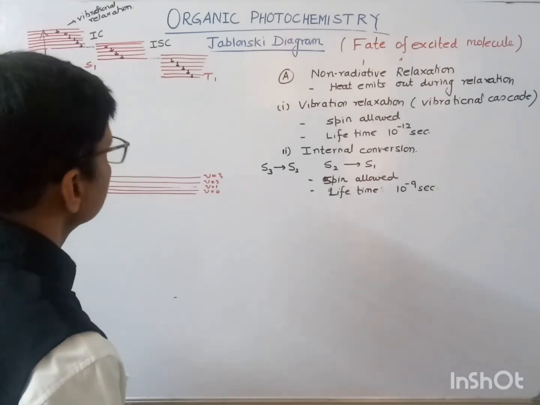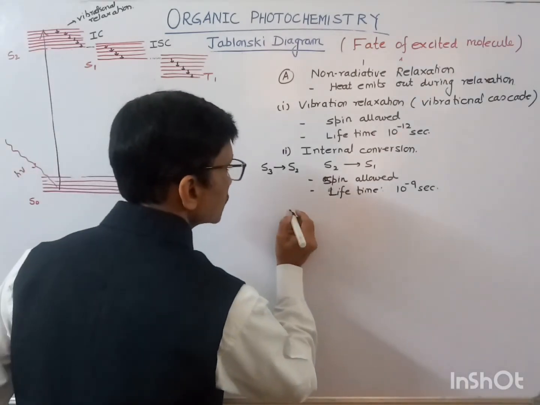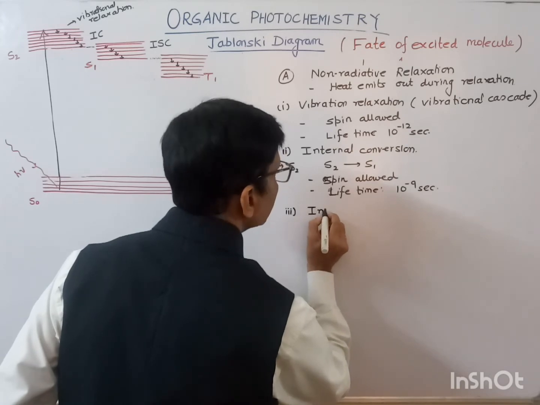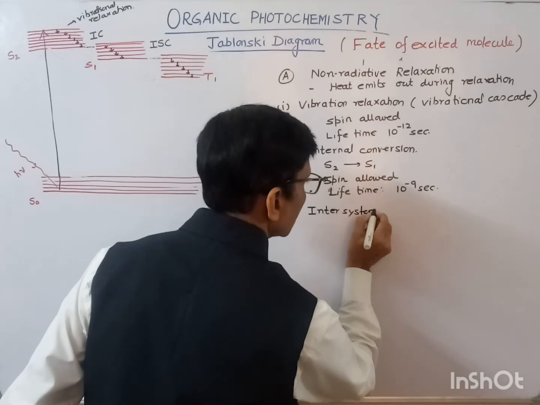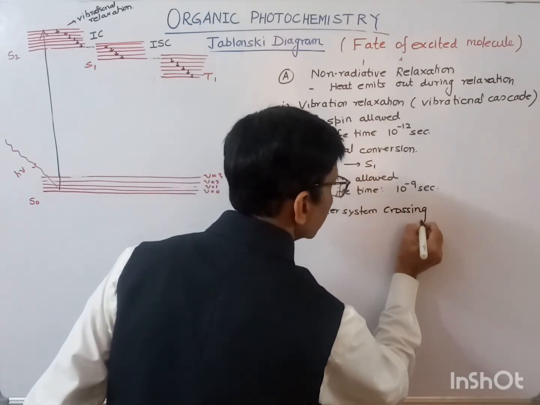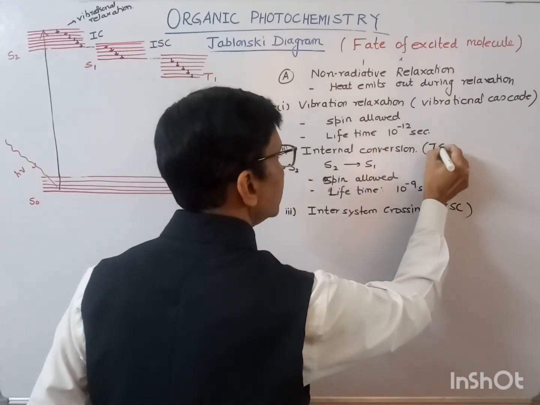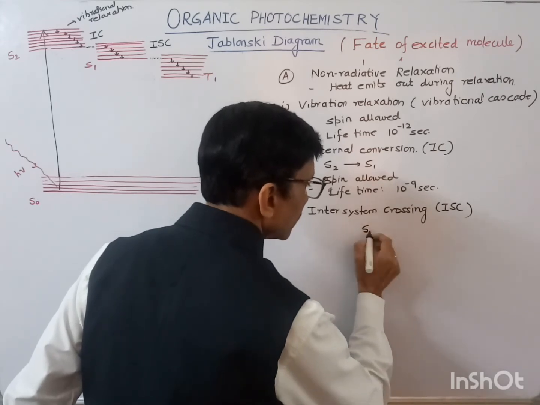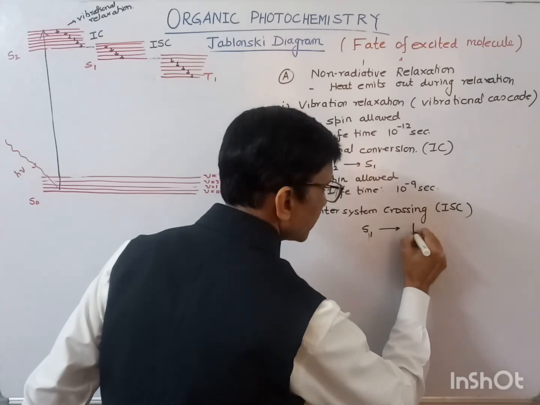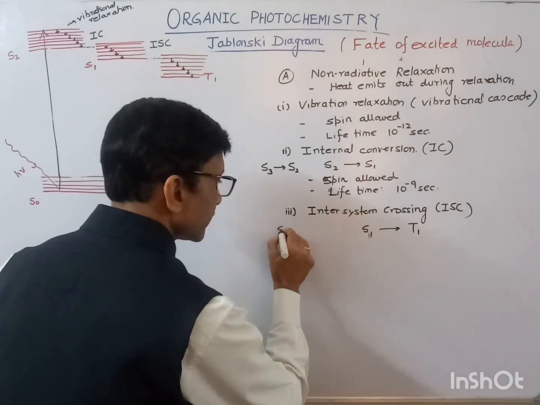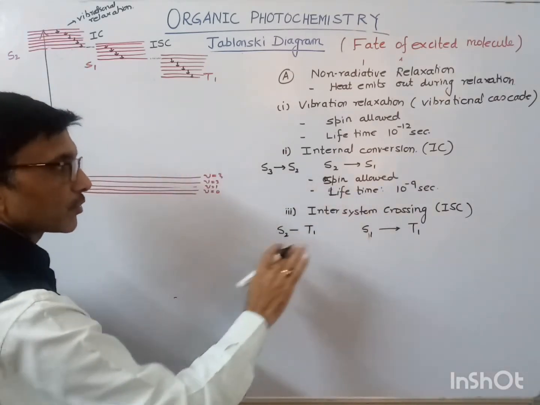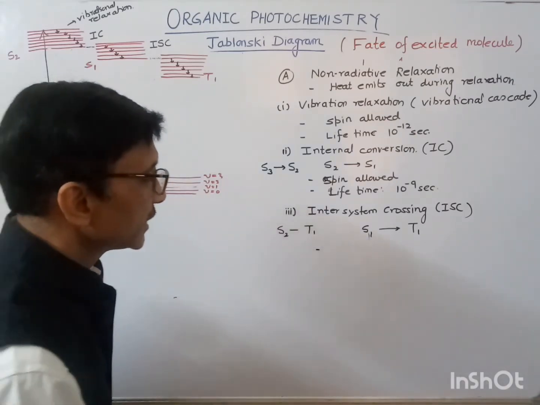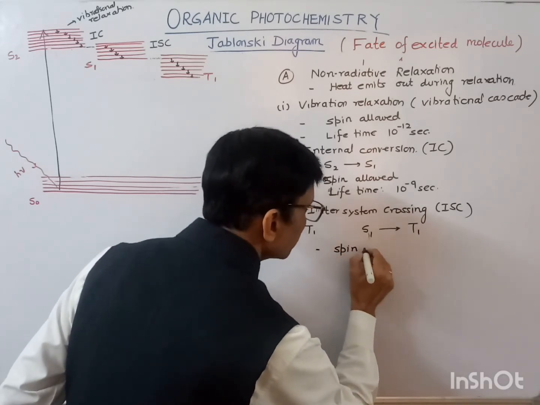This is also a non-radiative process, called inter-system crossing, or we may represent it by ISC. Here we represent internal conversion by IC. So the electron is coming from the first excited singlet state to the first excited triplet state, or otherwise it is also possible from the second singlet to the second triplet state. S1 and T1 have different total spin multiplicity. That's why this one is a spin forbidden process, a spin forbidden transition.